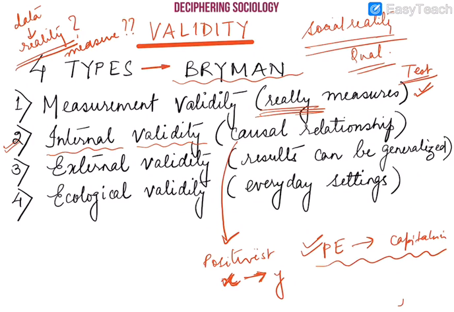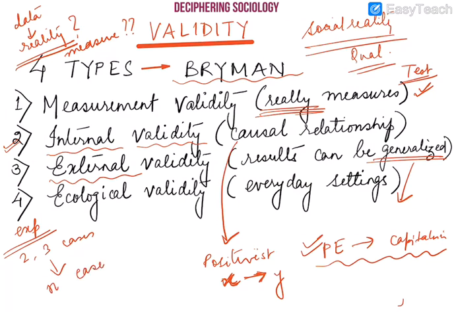Next comes external validity. Here it tests whether results can be generalized or not. Can we come up with universal laws? Let us say the experiment that we conducted was true for two or three cases. Then we want to see whether we can apply it to n cases or not, whether this generalization is possible or not. Sometimes the researcher says that yes, for n cases it will happen, but then we come to know that it is wrong.